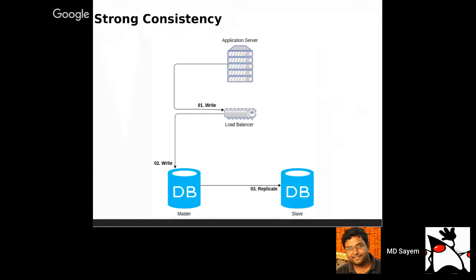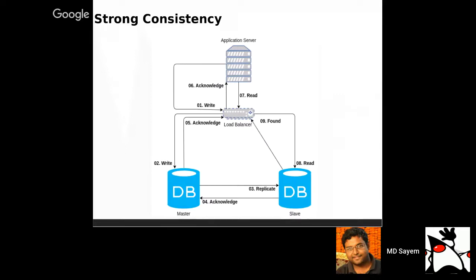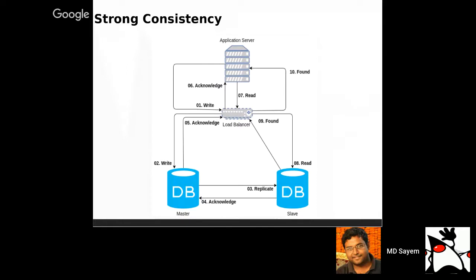However, rather than immediately acknowledging the write, the master now issues a replicate command to the slave. After a successful replication, the slave returns a positive answer. The master, upon receiving the acknowledgement, signals completion of the transaction to the load balancer: I'm finished. The load balancer then forwards this acknowledgement to the client. Any subsequent request is now guaranteed to find the piece of data. It will always be there. So our system is now strongly consistent.